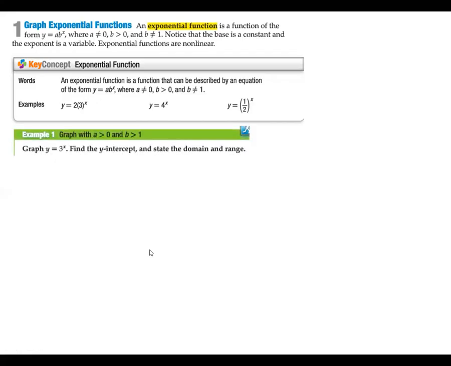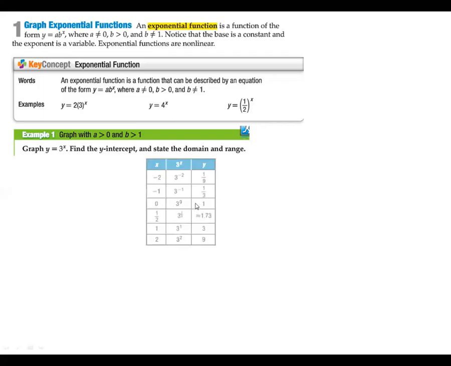Now, if I want to graph y equals 3 to the x, we can make a table. I'm also going to find the y-intercept and state the domain and range. If I make a table of values, I like to pick some negatives, 0, and some positives. If I put in -2, it's 3 to the -2 power, which is 1/3 squared, or 1/9. If you put in -1, it's 3 to the -1, or 1/3. If you put in 0, remember any number to the 0 power is 1. If you put in 1/2, you get about 1.73. If you put in 1, you get 3 to the first power, which is 3. And 3 squared is 9.